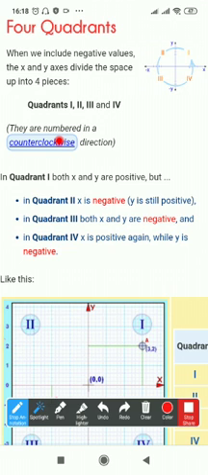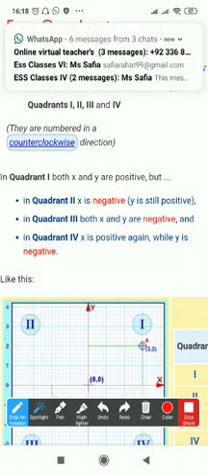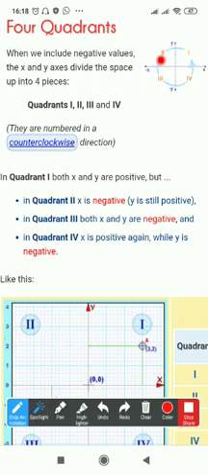In quadrant 1 we have both positive values. X is positive, y is also positive. In quadrant 2 we have negative values of x and positive y. In quadrant 3 we have both negative values, negative x, negative y. And in quadrant 4 we have positive x and negative y, because down we have a negative value for y.